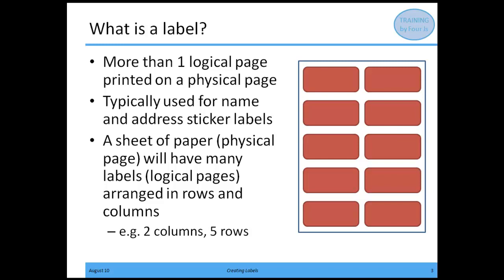Now, labels are typically used for things like name and address stickers. You may use them to print out barcodes that you stick on inventory. A sheet of paper is the physical page, and it will typically have many labels on it, or many logical pages. And these logical pages are arranged in rows and columns. For example, in the diagram that I've drawn for you here, this is an example of a physical page that has 10 logical pages. The logical pages are arranged in 2 columns with 5 rows.